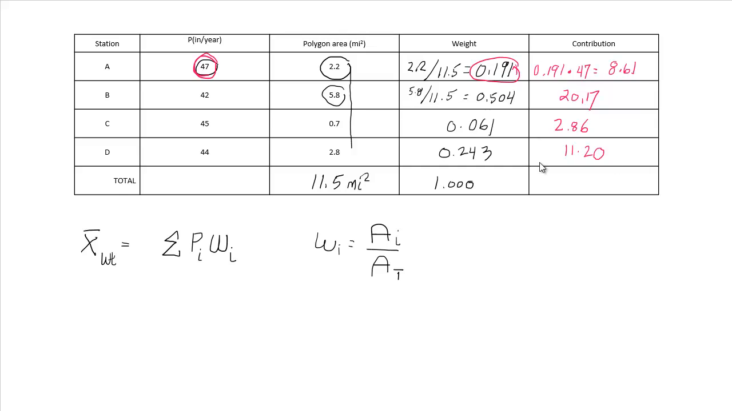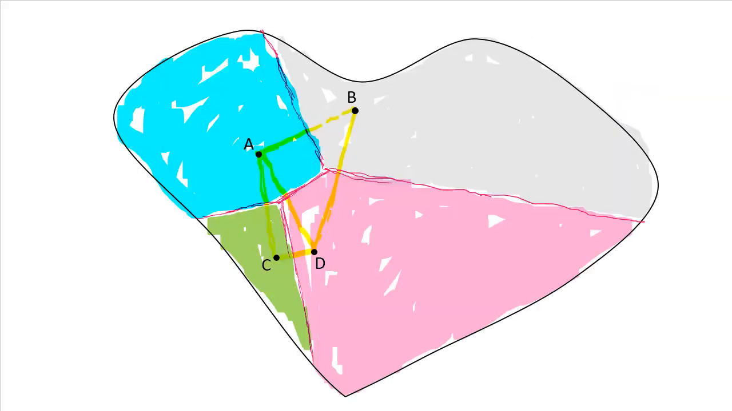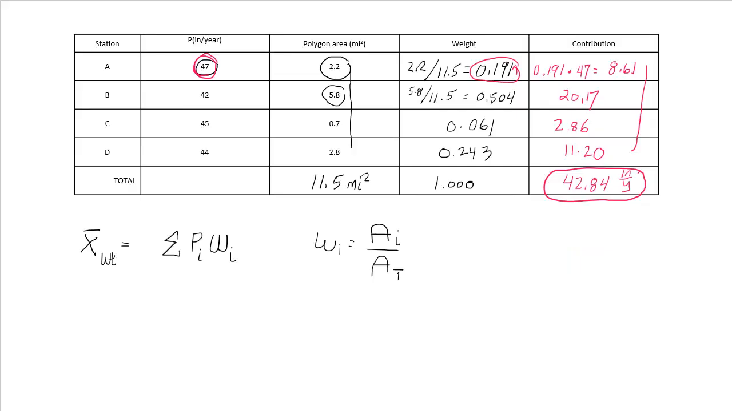There they are. And now I'm just going to add them all up. And if I add up all of these things, those 4 contributions, I get 42.84. Again, these are inches. Everything in here is inches per year. And this is our total answer. This is the average, I'm sorry, the total, I said that wrong, the total precipitation per year over our entire watershed. So there you go. That's the Thiessen method for estimating the average precipitation over a watershed.